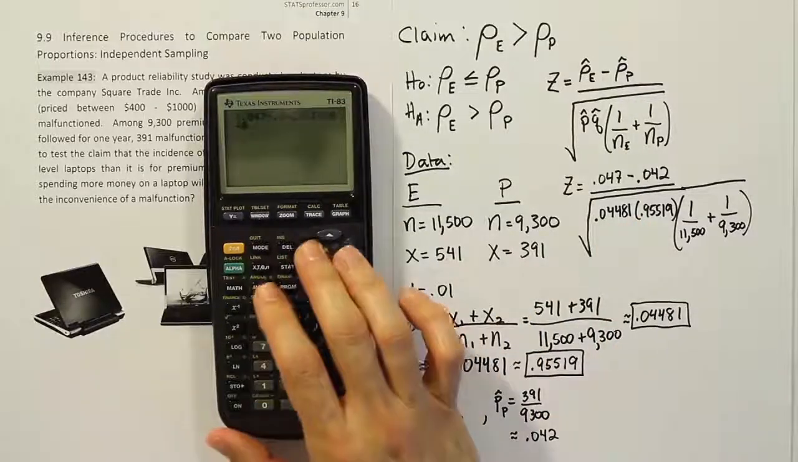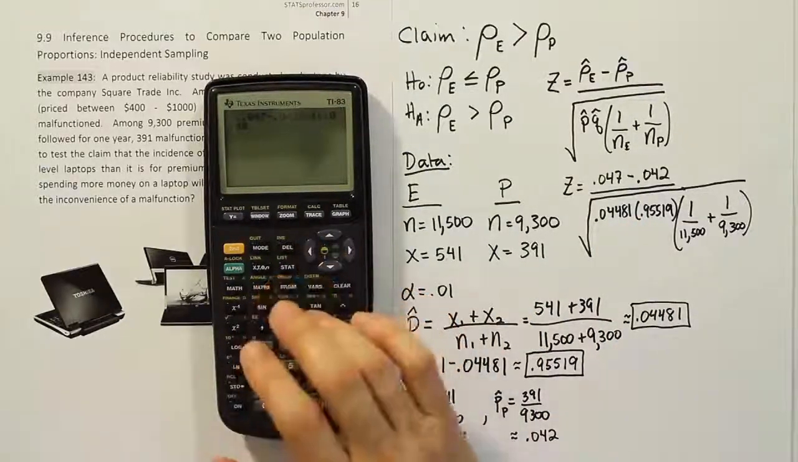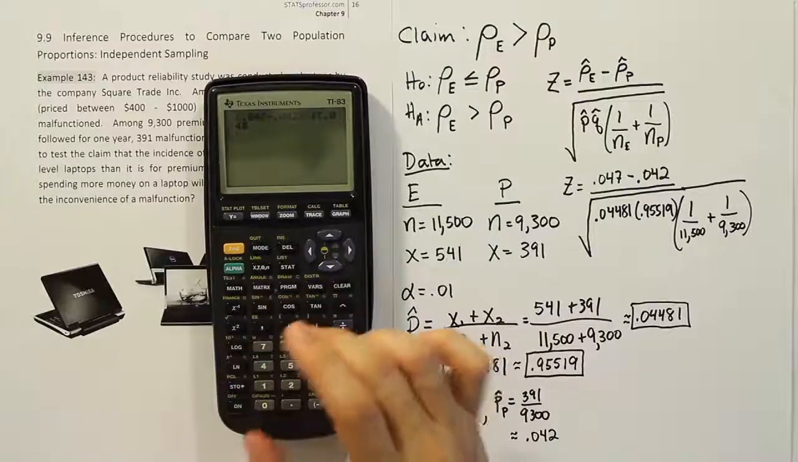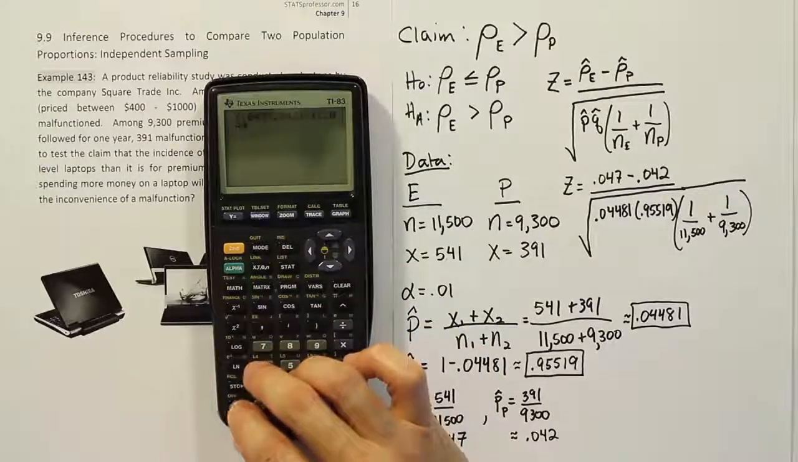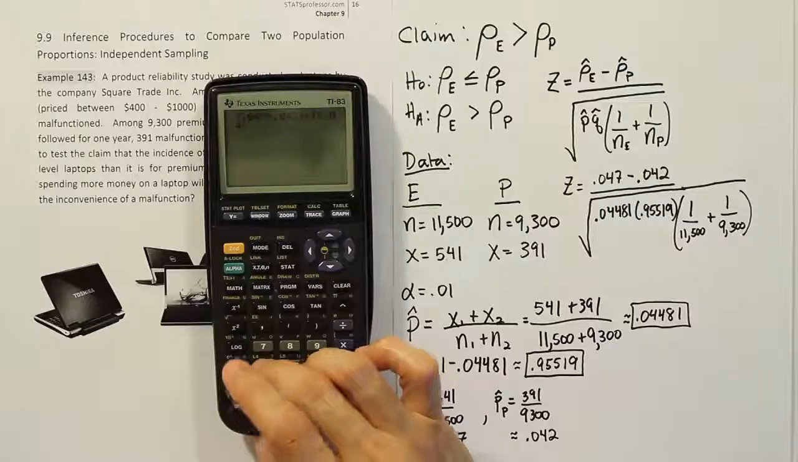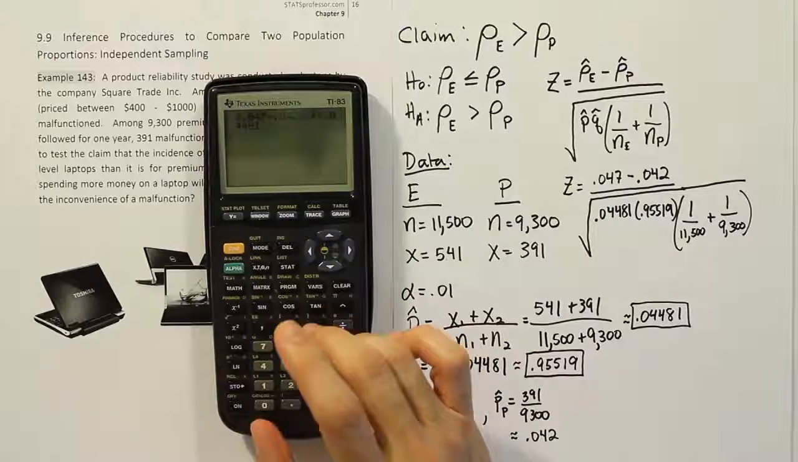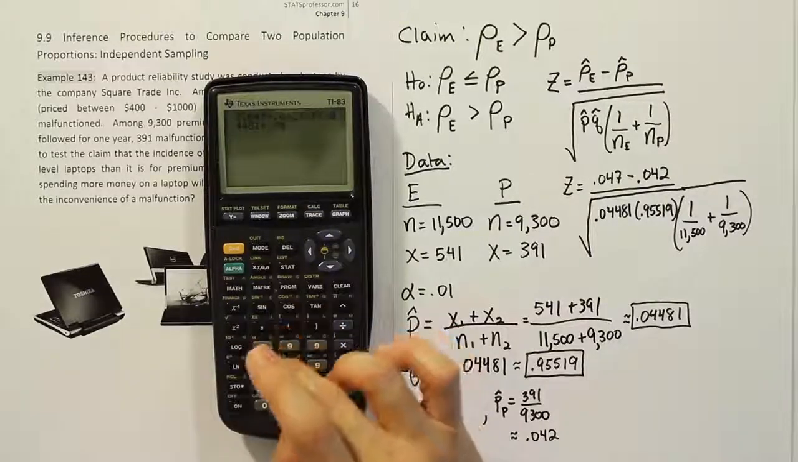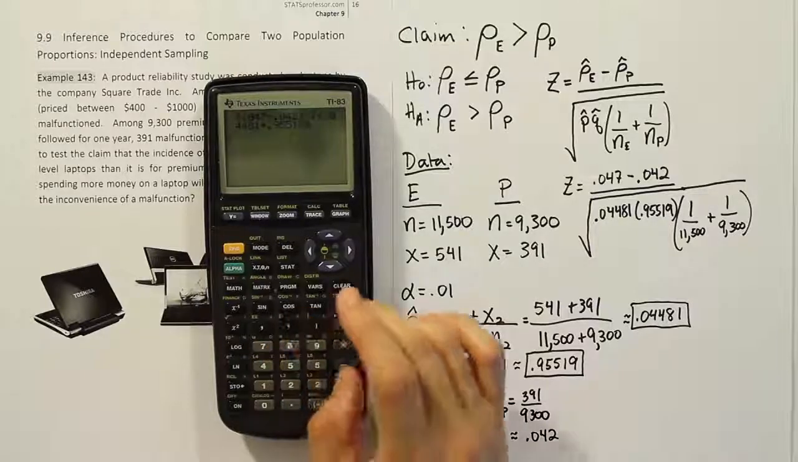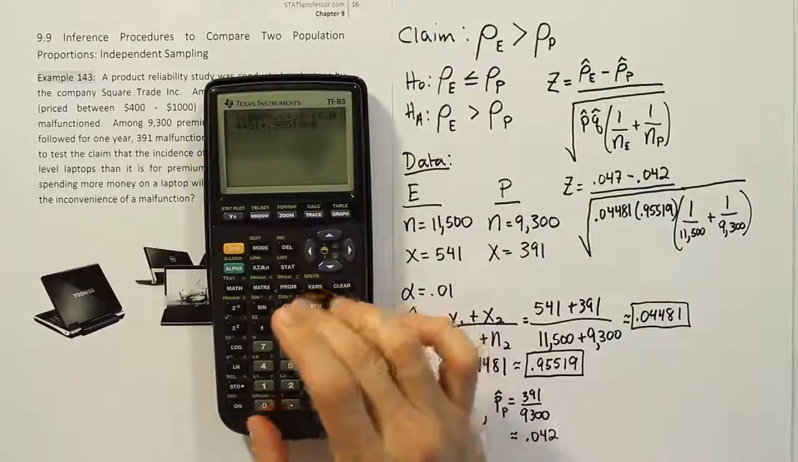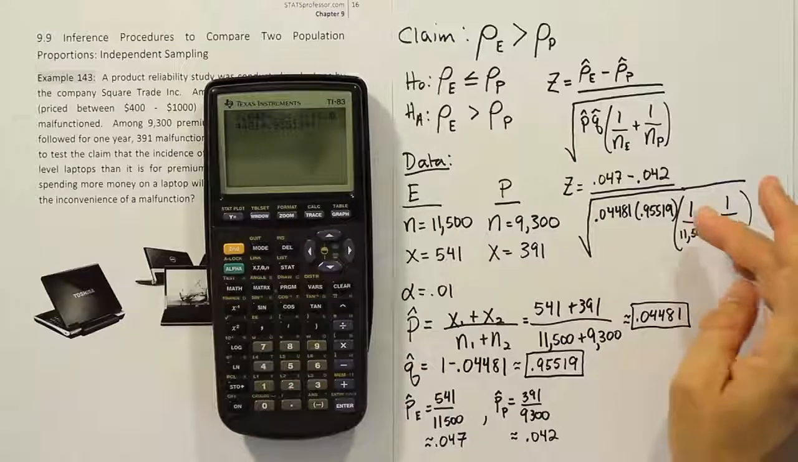Now I actually put this in my calculator as x, so I could have just typed in x and then 1 minus x, but I'm just going to type it all in just like we have here. So 0.04481 times 0.95519, and then times, and now we want to be careful, use parentheses again here, just like you see here.